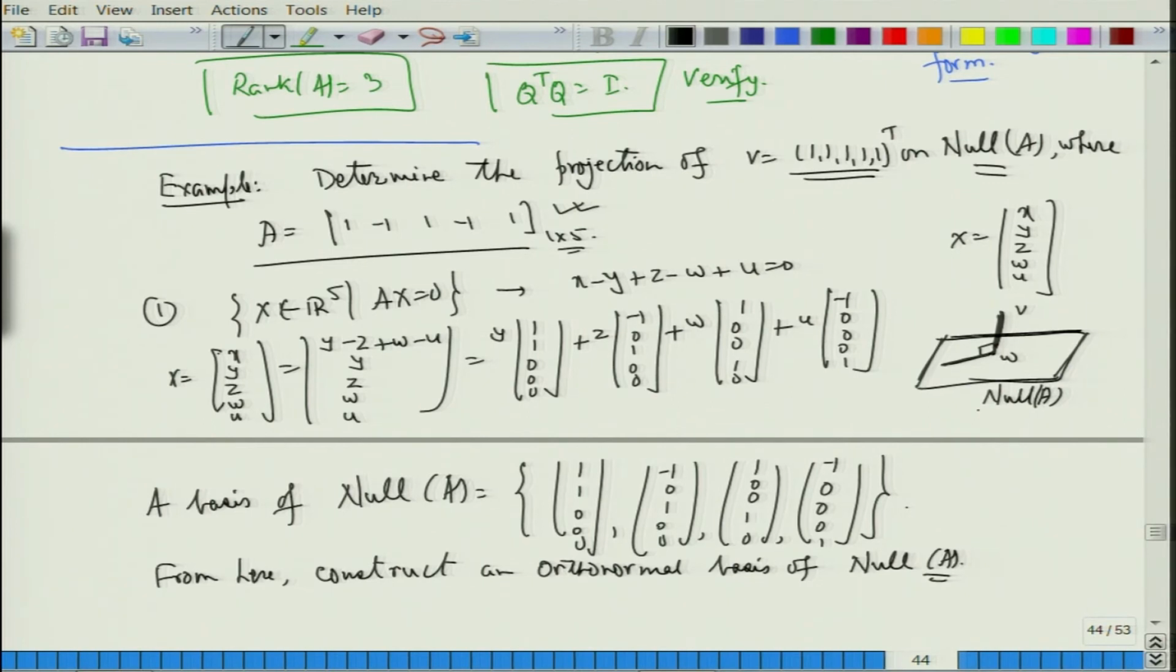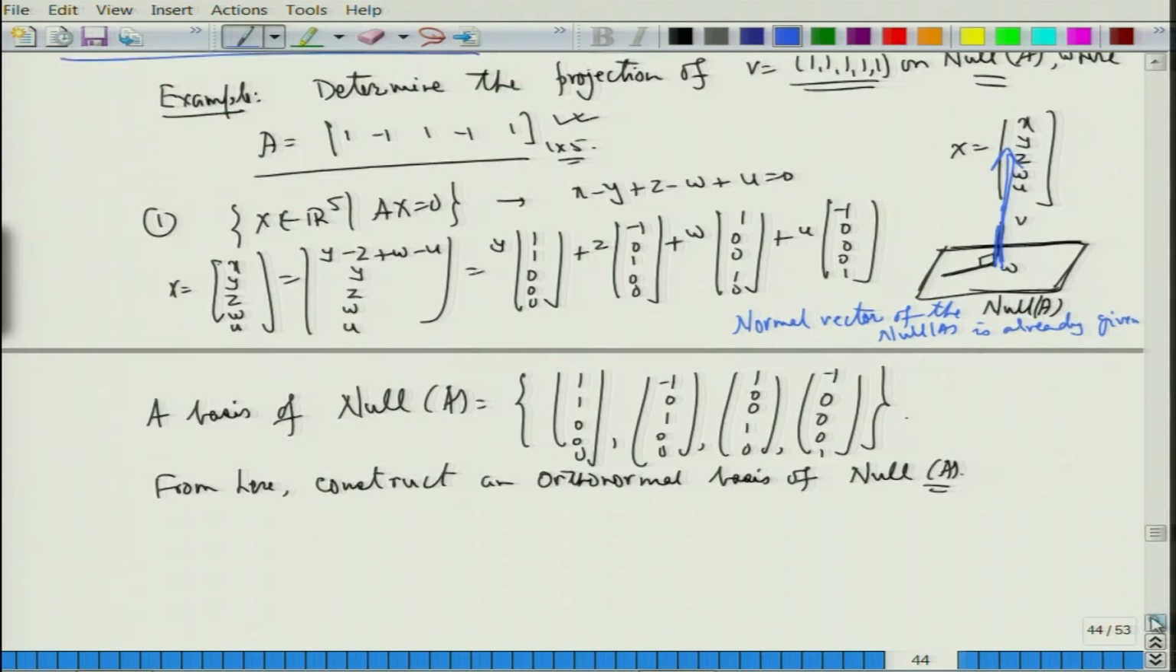So the normal vector of the null space of A is already given. This perpendicular vector, the direction cosines of this is already given to me. I can use this to get a projection onto this vector, and then subtract it. That is another way of doing it. So, let us do that part first.